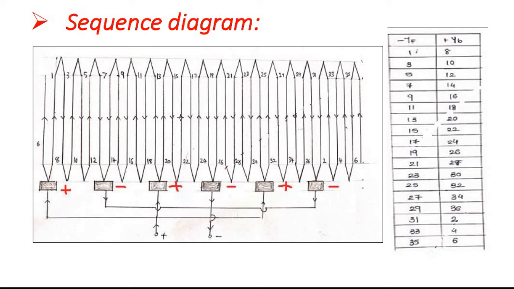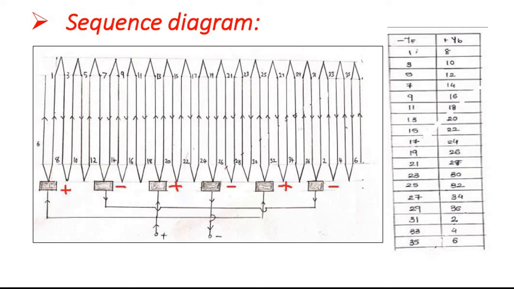Now provide brushes to each coil. So now the first brush is at conductors 1 and 6. So this is the first brush. The second brush is at conductor 7 and conductor 14. This is the third brush. This is the fourth, fifth and sixth brush. So mark positive for brush number 1, negative for the second, plus, minus. It is from the developed diagram.